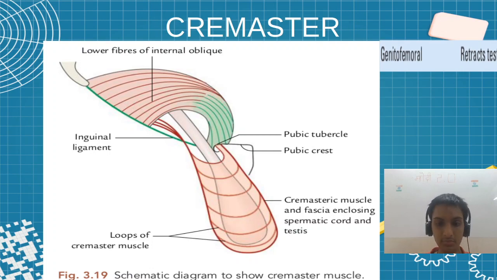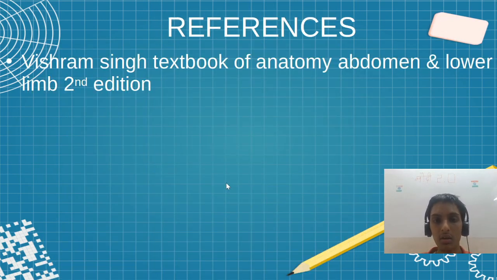Okay. So references from where I took the pictures.